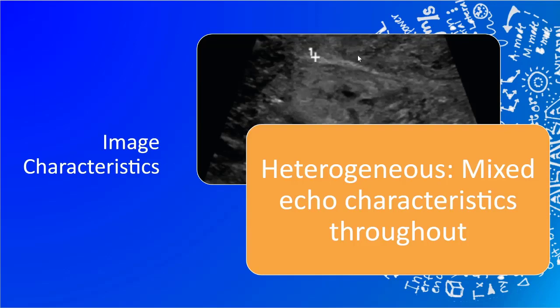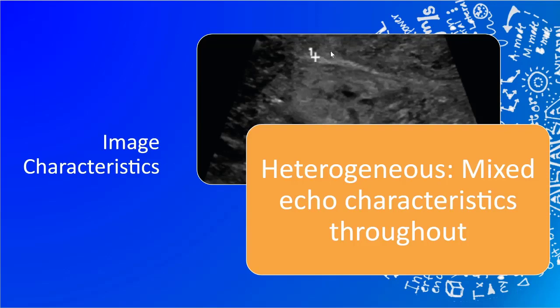Heterogeneous typically goes along with disease. We see as tissues change and react to pathology, we get more of a heterogeneous look to them. So again, heterogeneous, hetero means different, geneous made of, so a different mixture of echoes within a structure.